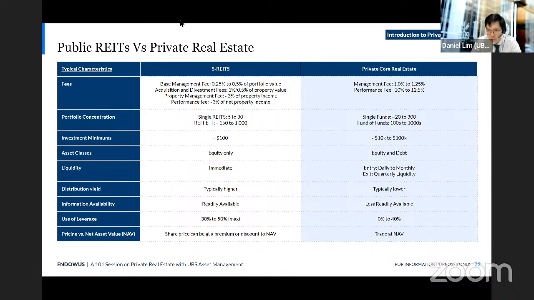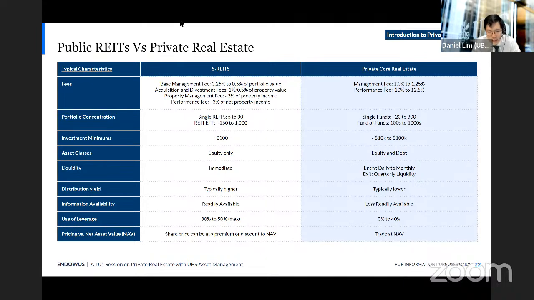The other main difference, which I want to point out, is on the distribution yield. So typically, the yield that you get from an S-REIT tends to be higher than for a private fund. And that's because for Singapore REITs, the key focus is to maximize their distribution per unit to investors.